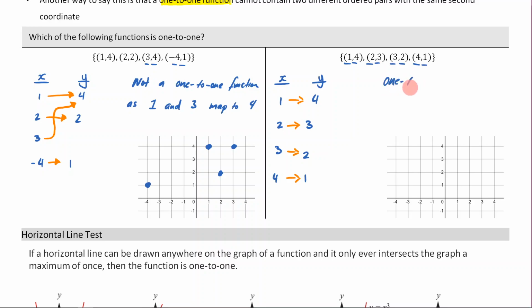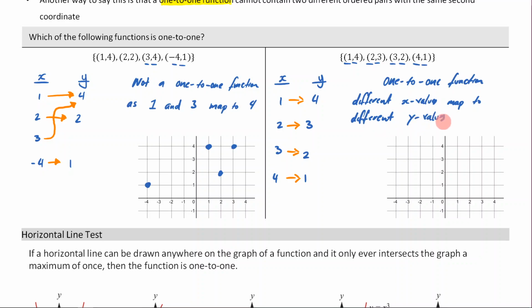And the reason why it's one-to-one is because different x values map to different y values.